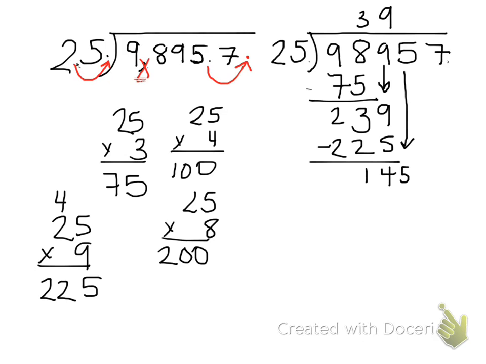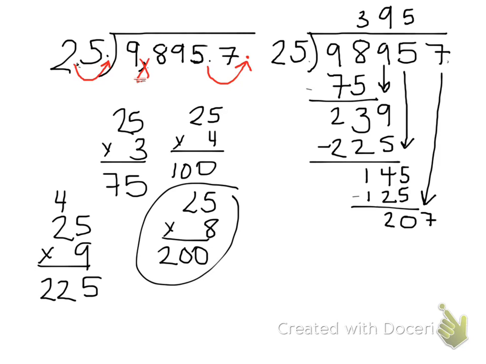Alright, how many times can 25 go into 145? That's 5 times. And I know that 5 times 25 is 125. 5 minus 5 gives me 0, and 4 minus 2 gives me 2. Now we're going to bring down our 7. How many times can 25 go into 207? Well, remember over here I know that 25 times 8 is 200, so it must be 8. 8 times 25 is 200. Now we subtract. 7 is what we have left over.